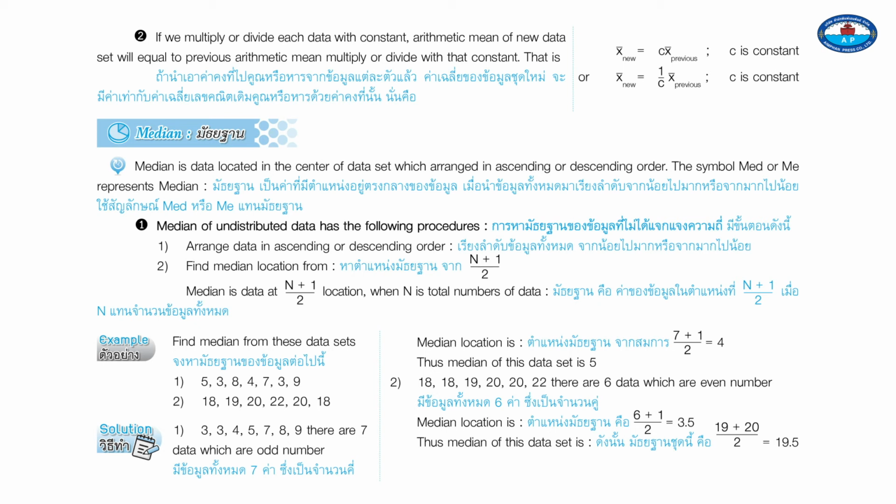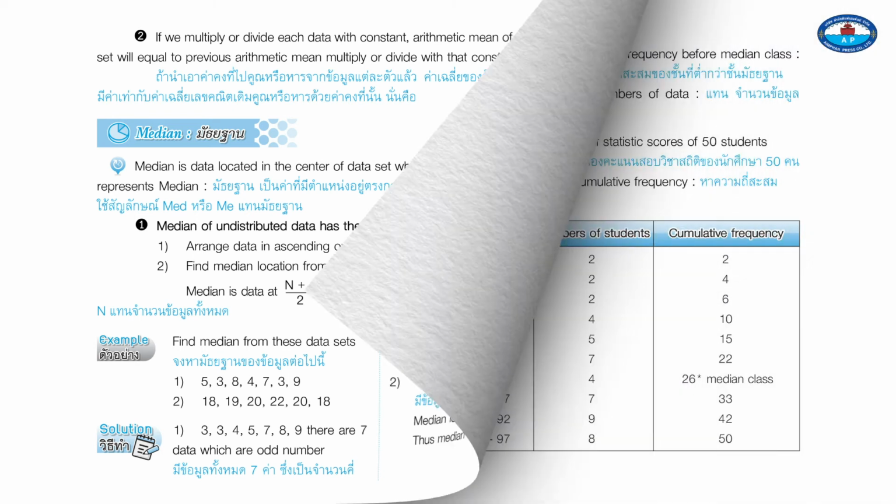c is constant. Median. Median is data located in the center of data set which arranged in ascending or descending order. The symbol med or me represents median. 1. Median of undistributed data has the following procedures. 1. Arrange data in ascending or descending order. 2. Find median location from n plus 1 over 2. Median is data at n plus 1 over 2 location when n is total numbers of data.